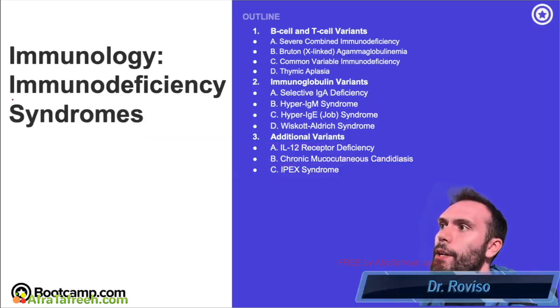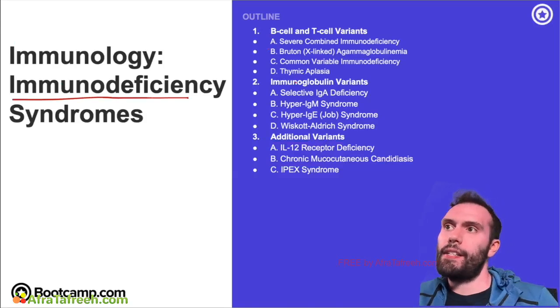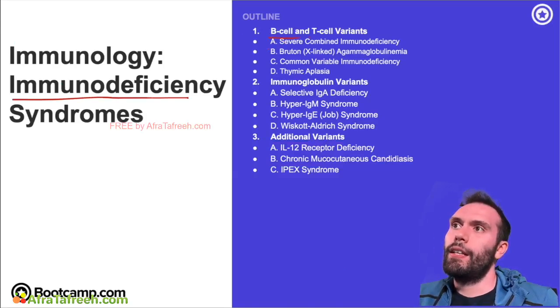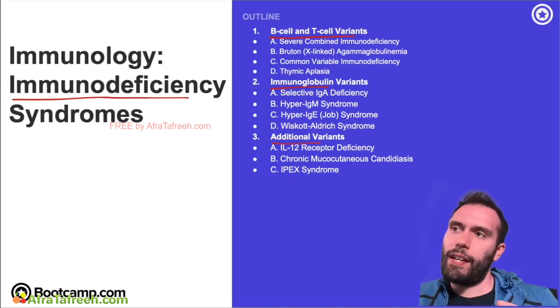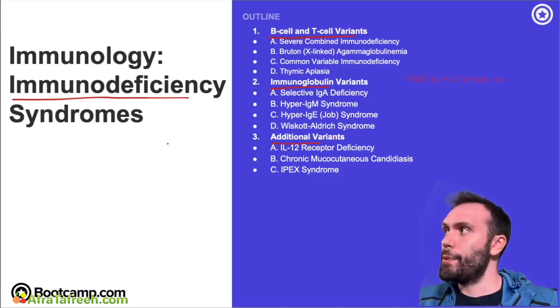In this video, we're going to talk about immunodeficiency syndromes, and the easiest way for me to organize these is going to be to put these into categories like B and T cell variants, immunoglobulin variants, and then we're going to have some additional diseases that don't quite fit as neatly into these buckets. There's a lot of different ways that you can organize this information. Again, we're going to focus on the high yield, and we're going to talk about what can we use from the basics that we talked about before to distinguish some of these different diseases.